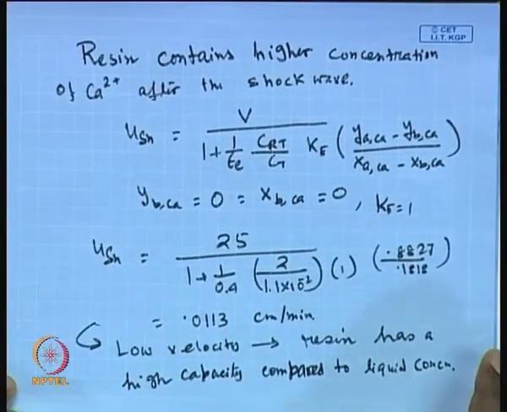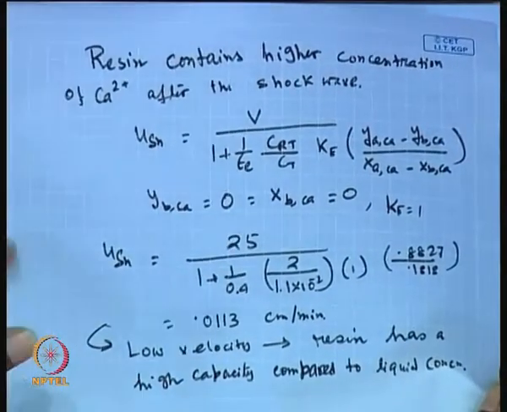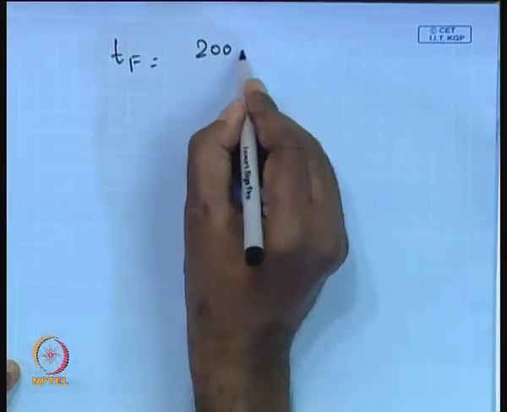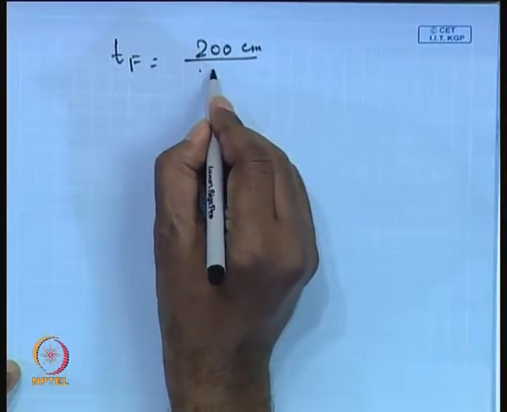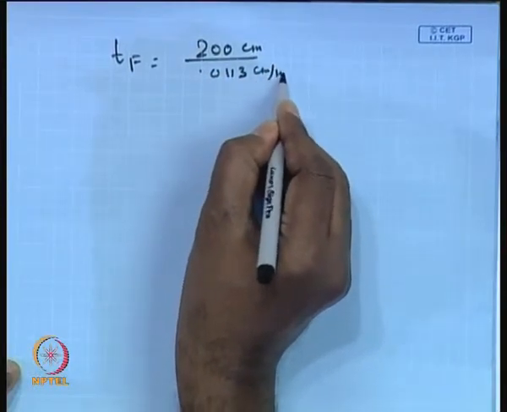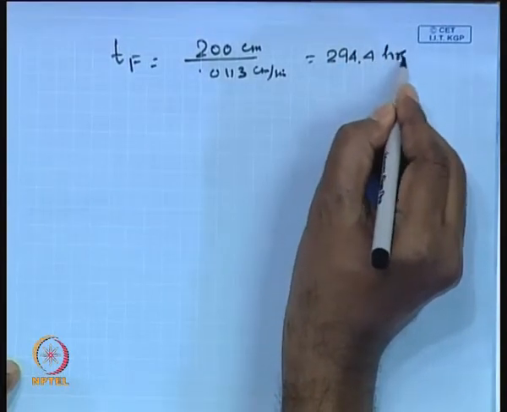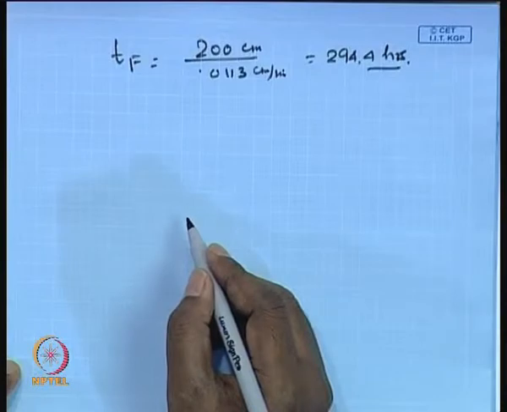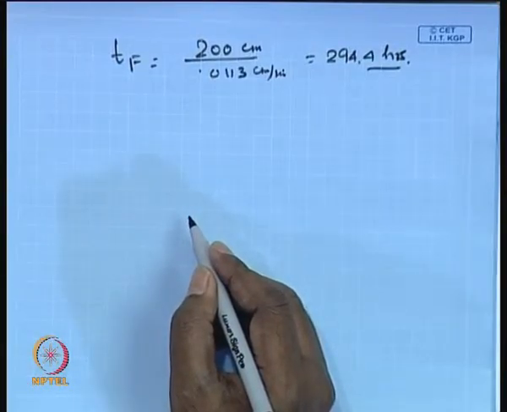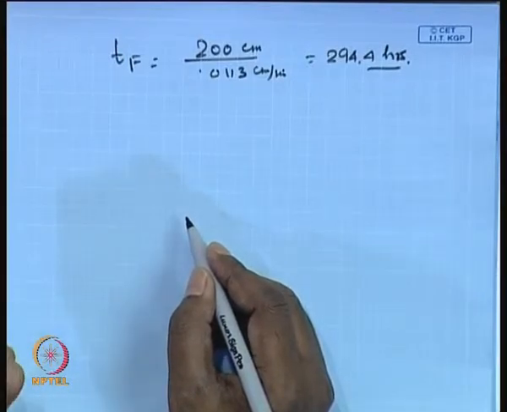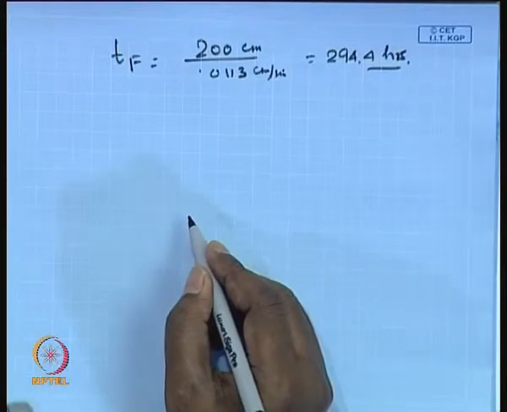Compared to liquid concentration, and it is selective for Ca2+. So, once you get the velocity, now you will be in a position to calculate the retention time. The retention time for the feed will be 200 centimeter divided by 0.0113 centimeter per minute, and it turns out to be 294.4 hours. So, it is quite a high time. So, you can operate the feed, and you will be getting a concentration of calcium after the shock wave that will be almost equal to 0.